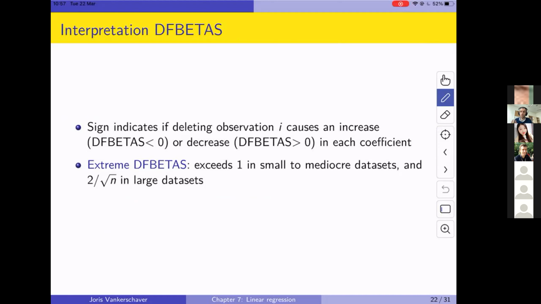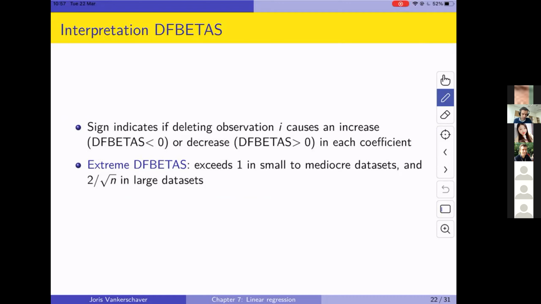For instance, if we want to know something about an association, just think about simple linear regression. The slope of the line tells us something about our association. And typically we want to know, okay, we have an outlier. Is that going to change my association in the negative direction, in the positive direction? Is it going to make it stronger? Is it going to make it weaker? So the df beta for that coefficient gives you that information.